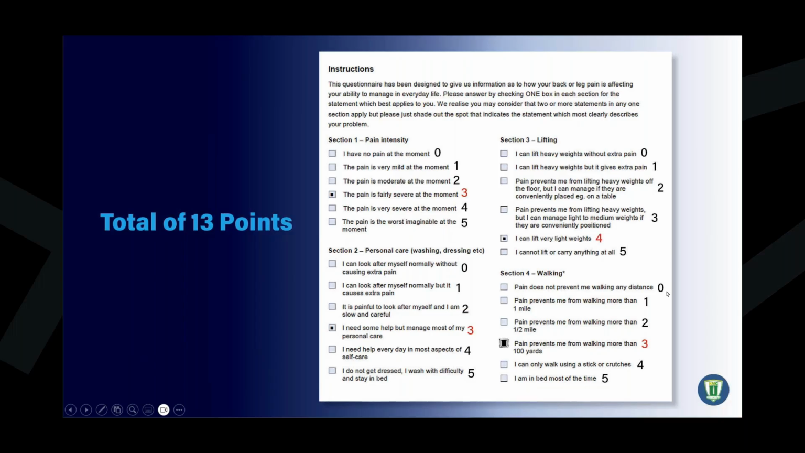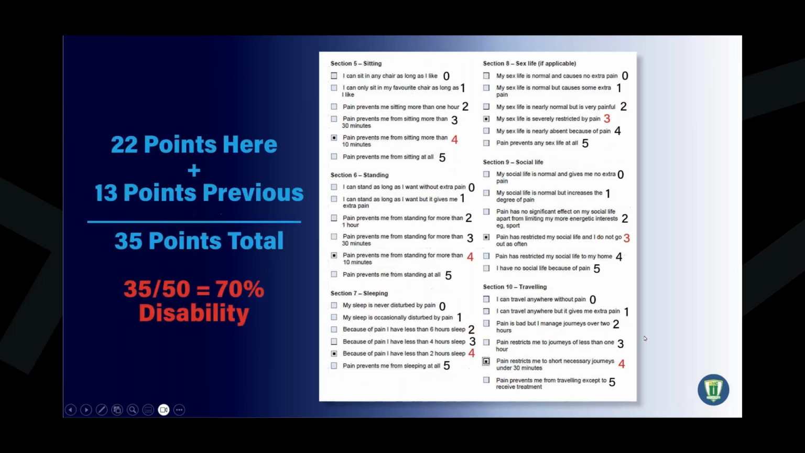At the top level, a 0 is usually I can do whatever I want, but pain doesn't prevent me from walking any distance, or I can't get my fanny out of bed. So you can see that these are scored in this particular way. With the red numbers, we had 13. And on the second page, you can also see what was included here, and we get all the way up to 22 points on this one.